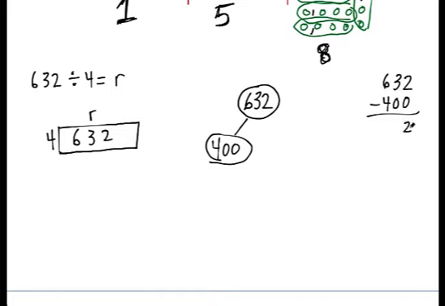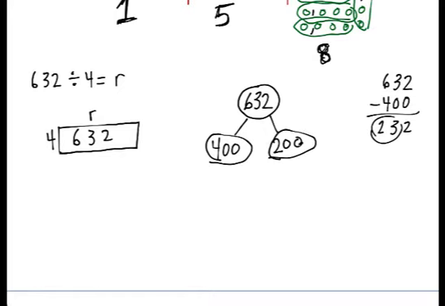632 minus 400. I have 232 left. Okay, well, I'm going to look at these first 2 digits and say 23. Remember, I'm trying to get a multiple that's close to 4. I wish I could do 6 times 4, but that would be 24, and I can't go over. So it looks like I'm going to have to do 5 times 4. 5 times 4 is 200, or excuse me, 5 times 20 is 200, so I'm going to use 200 next.